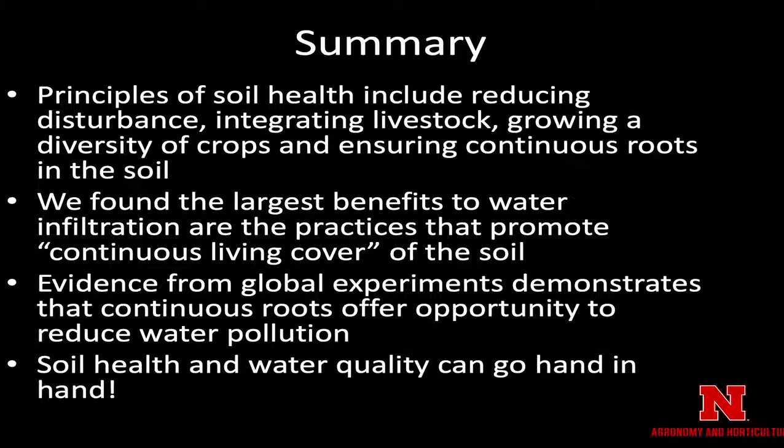So yeah, just wrapping up. Okay, so you have a reminder of what are those principles of soil health. What I found in my work in terms of the most effective way to get water into the soil is those continuous roots. And again, there's evidence, especially in terms of cover crops and their ability to improve water quality. Yeah, and then this point again, I think that when we talk about soil health and water quality, these two can go really hand in hand together.